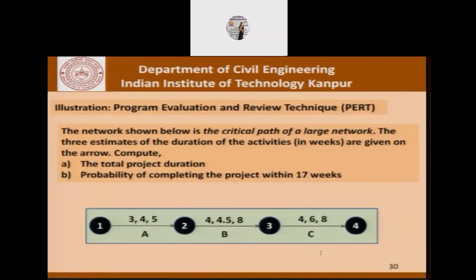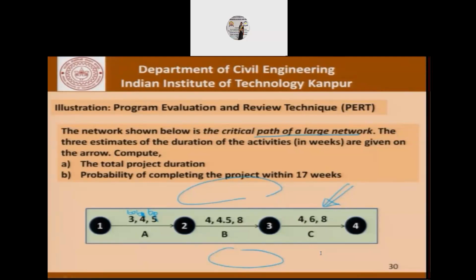So now, to use an illustrative example for PERT, let's say that there is a network which is given here, which is a part of a larger network. So there are a lot of activities here and here, but we are talking only of this part because that is what is our critical path. So for this critical path, the durations are given here for the activities A, B, and C. This is the TO, TM, and TP for all these activities.